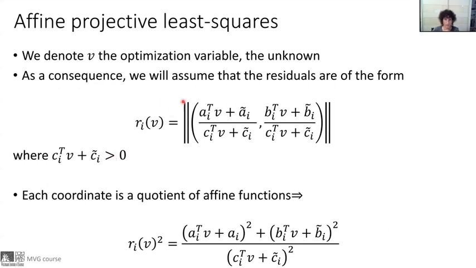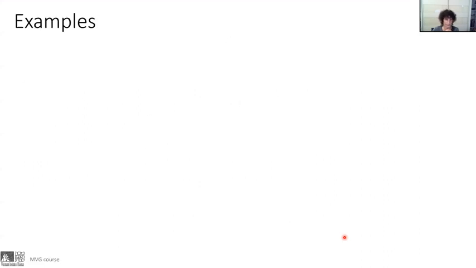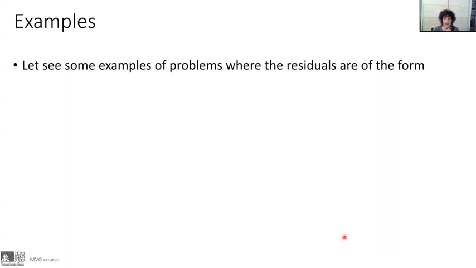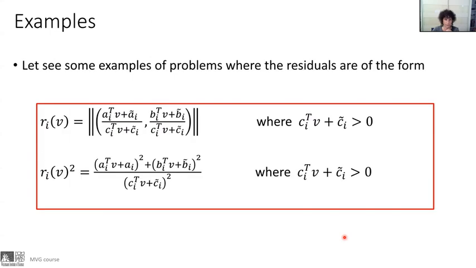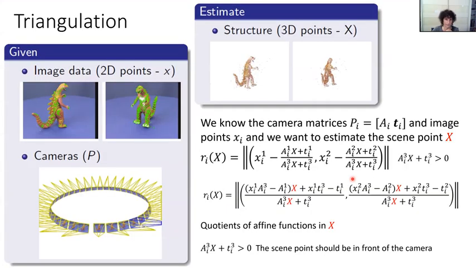So the form of the residual is like this, or like this. If you look at the squared residual, let's see some example. So we are going to explore some examples such that the residual looks like this with this constraint, or the residual squared looks like this with the same constraint. Okay. So first thing we can discuss is triangulation.